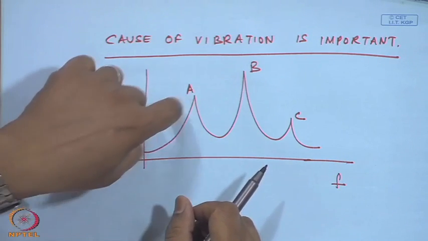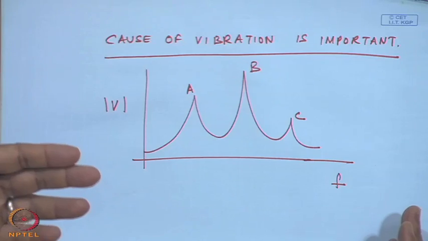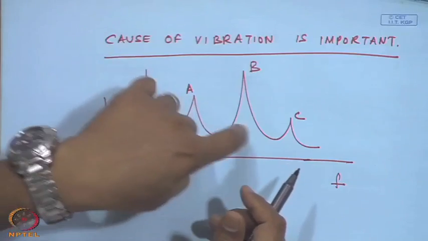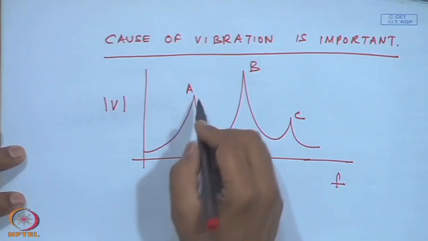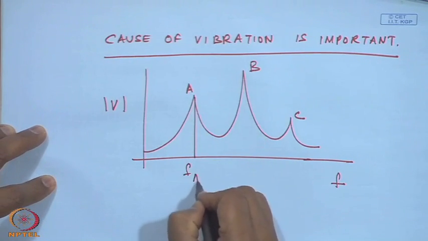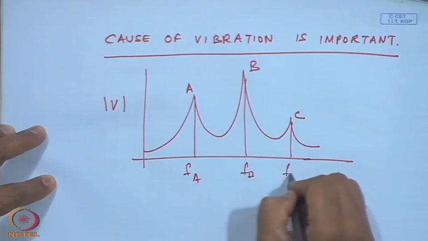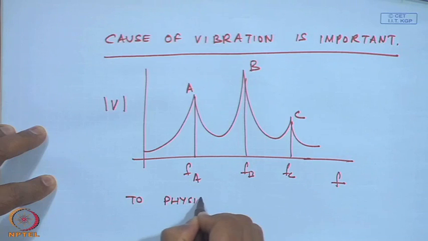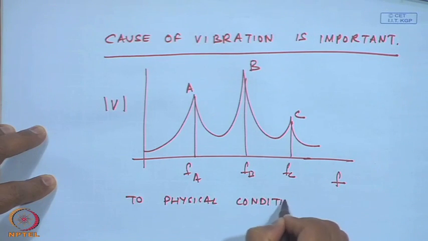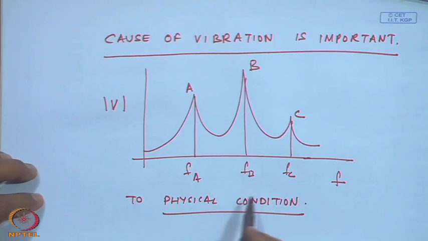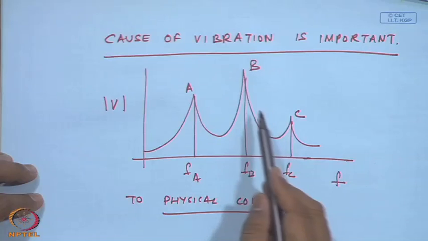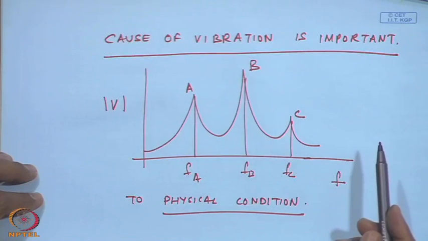So, this information is not available if I just look at an RMS level of the vibration from a permanently installed transducer, where I will get a certain value. This only tells me whether the value is more or less than the acceptable level. But if I do a recording in the time domain, do an FFT analysis, see the individual components which have come up in the spectrum, and then relate these parameters F A, F B, F C to the physical condition, only then can I say, for the high levels of vibration, whether component B is responsible, or A is responsible, or C is responsible.